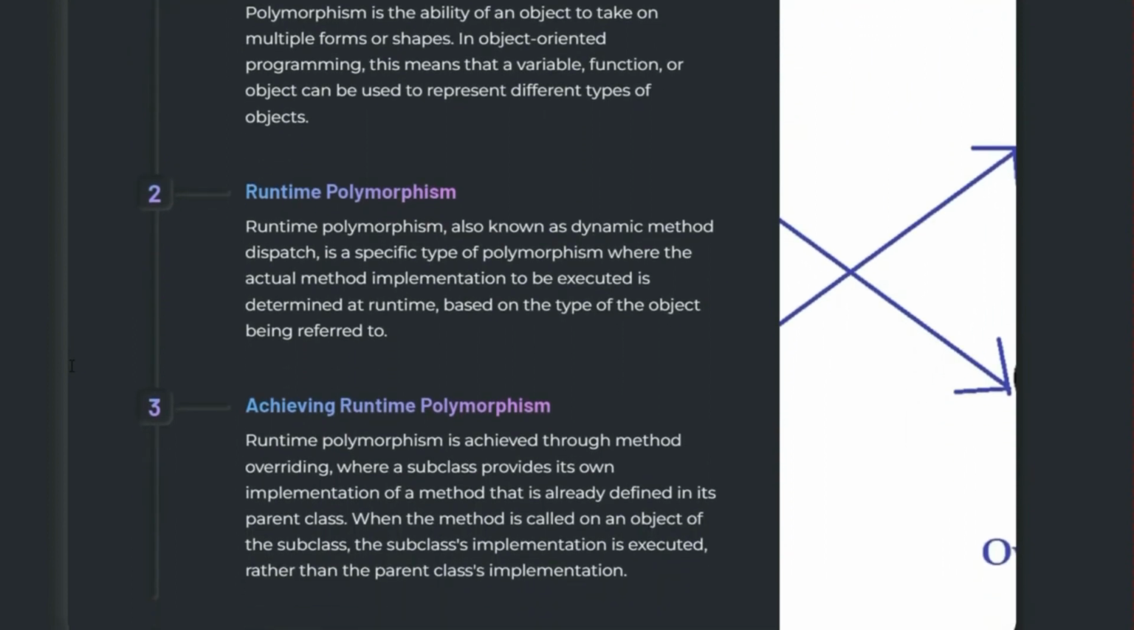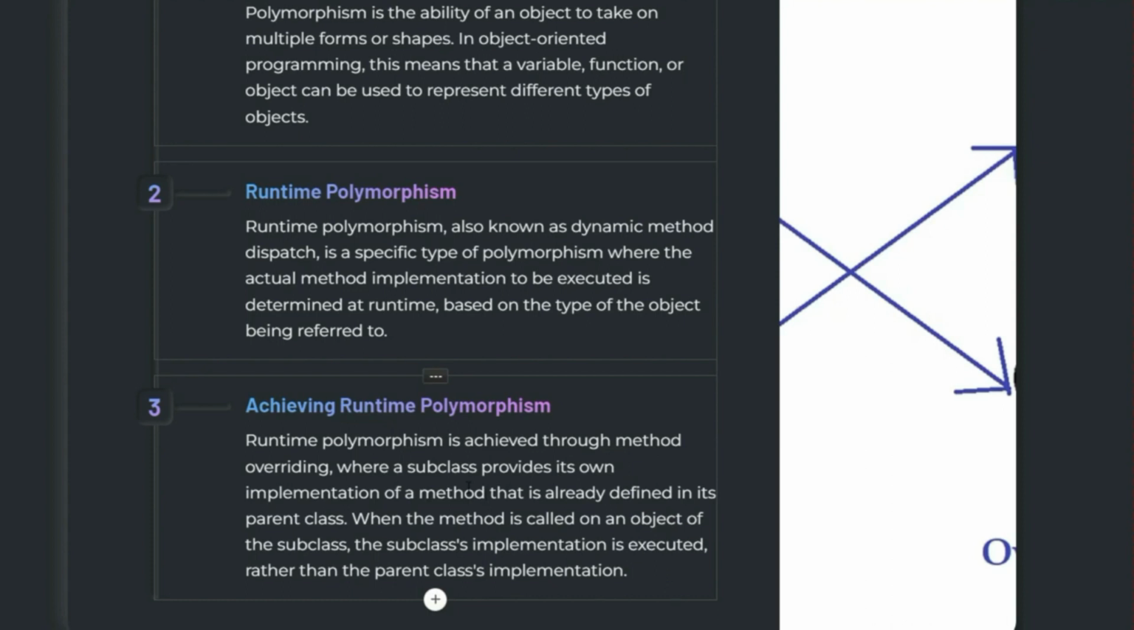Runtime polymorphism, also known as dynamic method dispatch, is a process in which a call to an overridden method is resolved at runtime rather than compile time. In Java, this is achieved using what? This is achieved using method overriding.